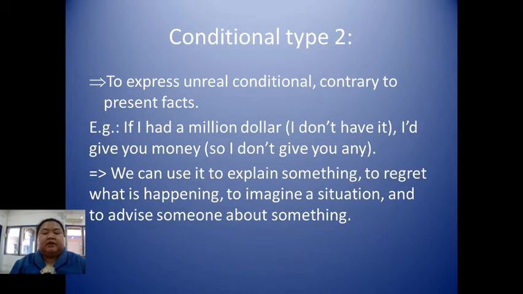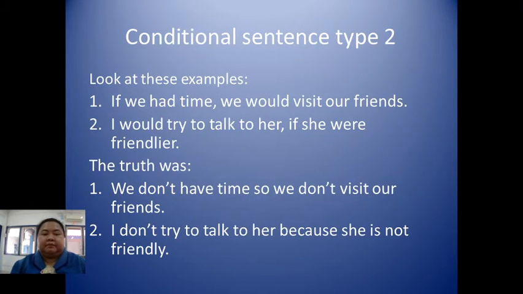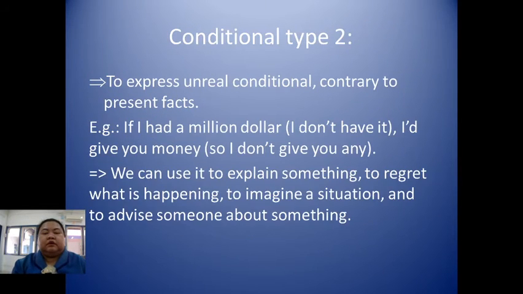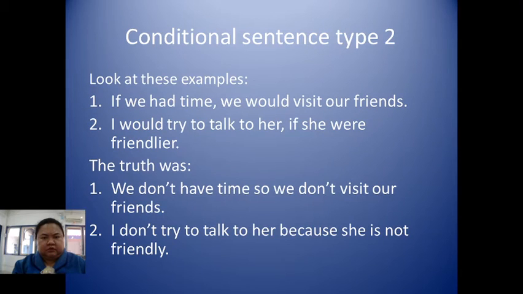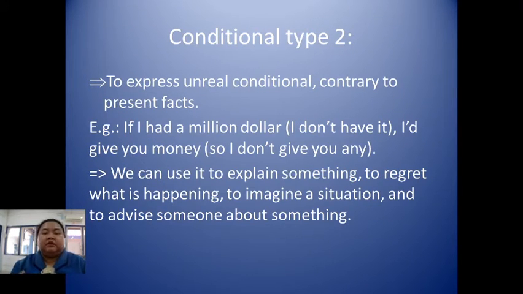And next here, if you want to use it to explain something, we can look at the previous example. That would be, I will try to talk to her if she were friendlier. In this situation, you can see that's why I don't talk to her, because she is not friendly. That kind of situation. And of course, for the last one, to give advice: if we had time, we would visit our friends here. Yeah. So those are the examples of conditional type 2.